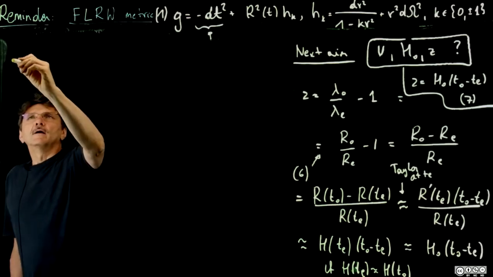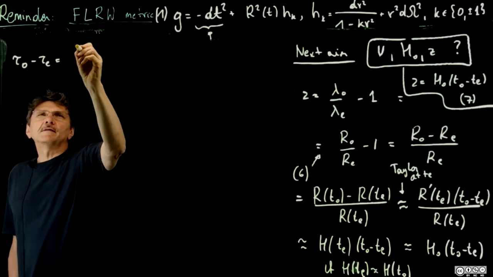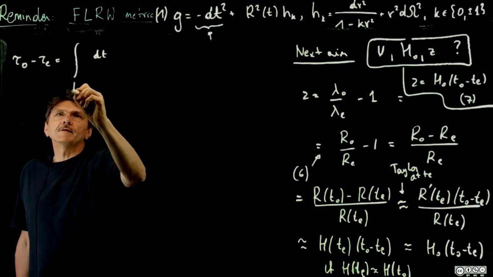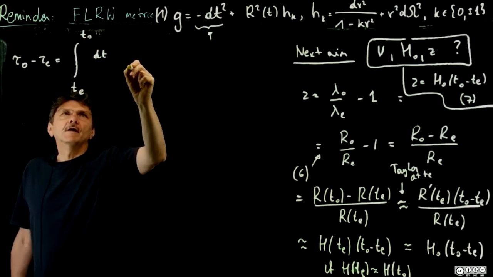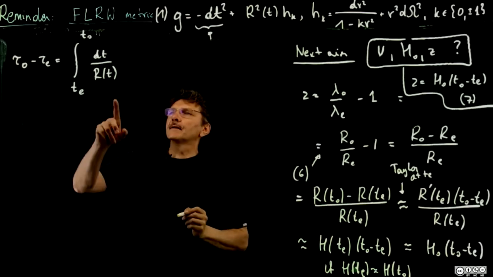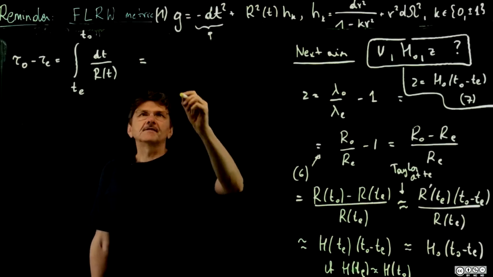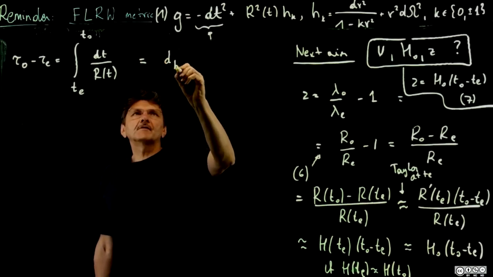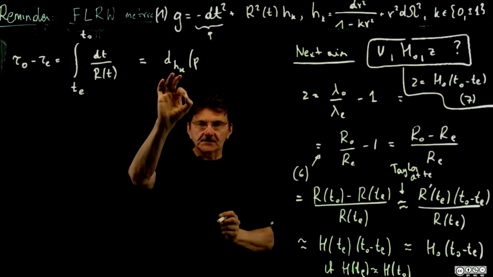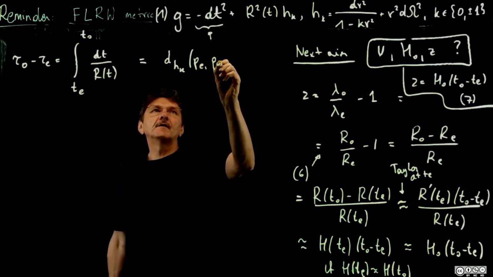So tau observation minus tau emission is this integral of dt between t emission and time observation over R of t. And this was equal to the distance, which is this metric distance, not the physical distance, but with this metric HK between the emitter and observer.